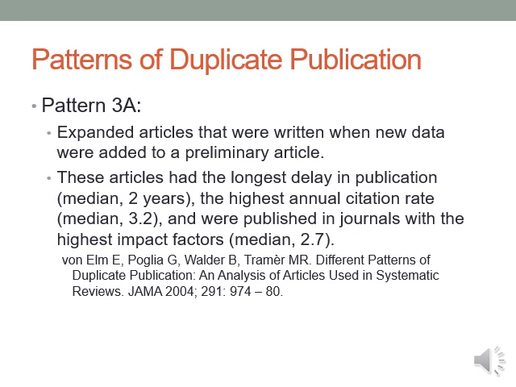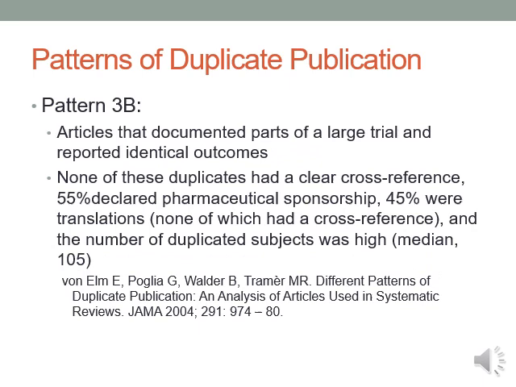Pattern 3A: there are expanded articles that were written when new data were added to the preliminary article. This means you already have data, okay, and you published this data, and then you added a further step or further outcome or further test to the original data and produced the old and the new in a new article. Type 3B: the article documented parts of a large trial and reported identical outcomes.